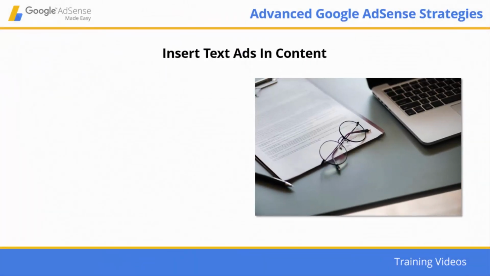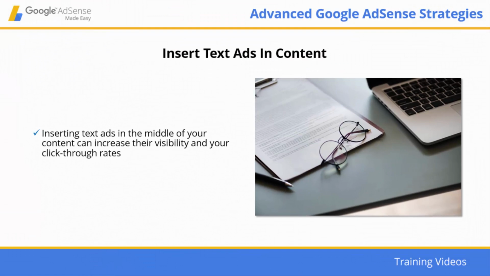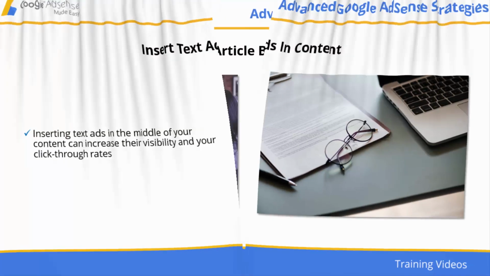Insert text ads in content. Inserting text ads in the middle of your content can increase their visibility and your click-through rates. This is because text ads in between content looks good and easily catches the attention of the reader without being intrusive. One of the subtlest ways to apply this strategy is by inserting text ads in between paragraphs.